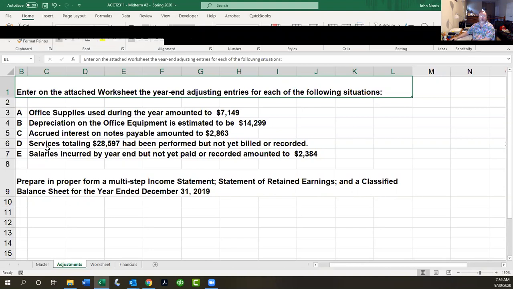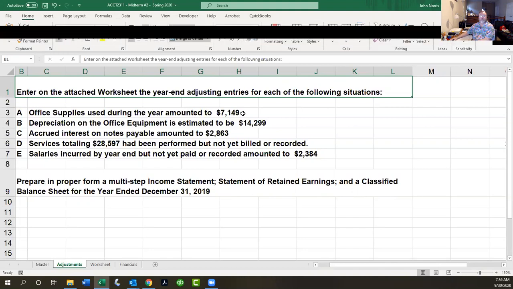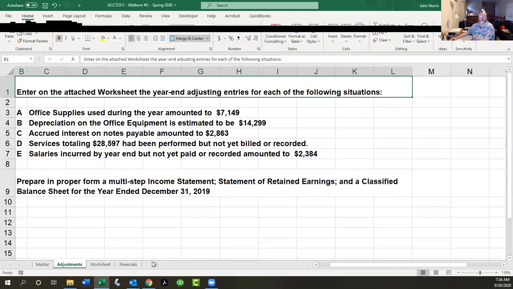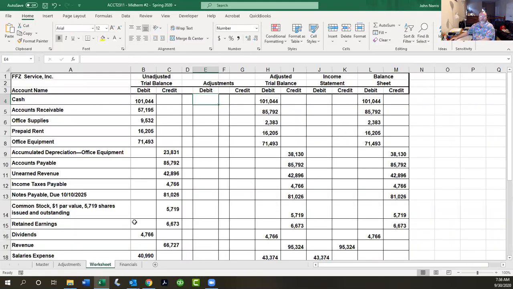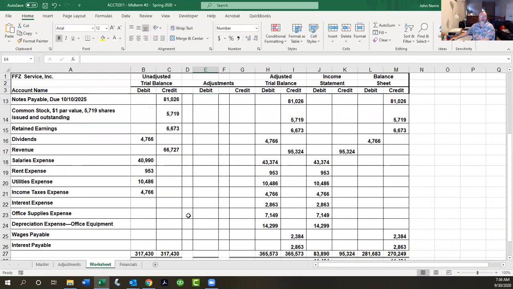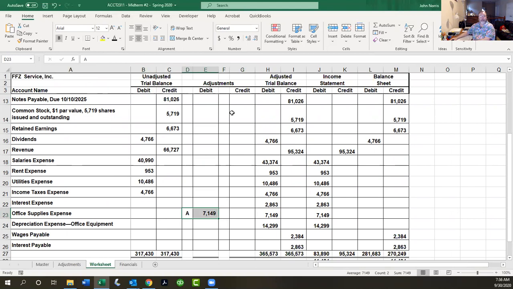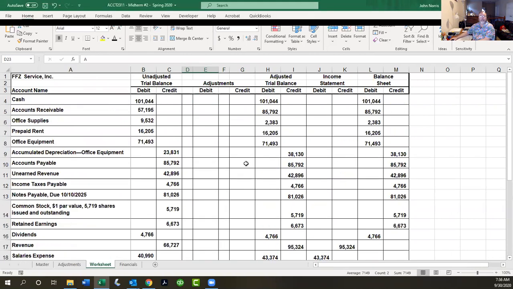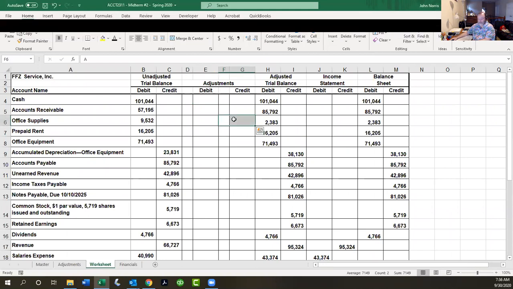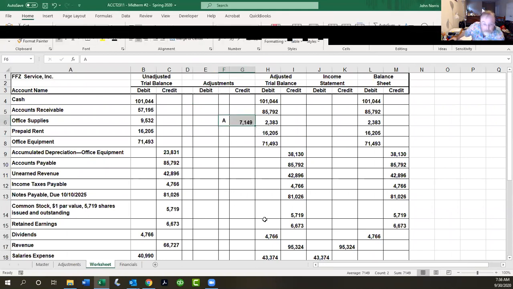So let's go over the adjustments, each one of which, as I mentioned, is worth 10 points apiece. Office supplies used during the year amounted to $7,149. So if you come down here, you have an office supplies expense. You're going to debit that expense. That's the income statement account that's going to be adjusted by the $7,149. And then the balance sheet account is going to be office supplies. So that's the debit and credit for the first adjustment.